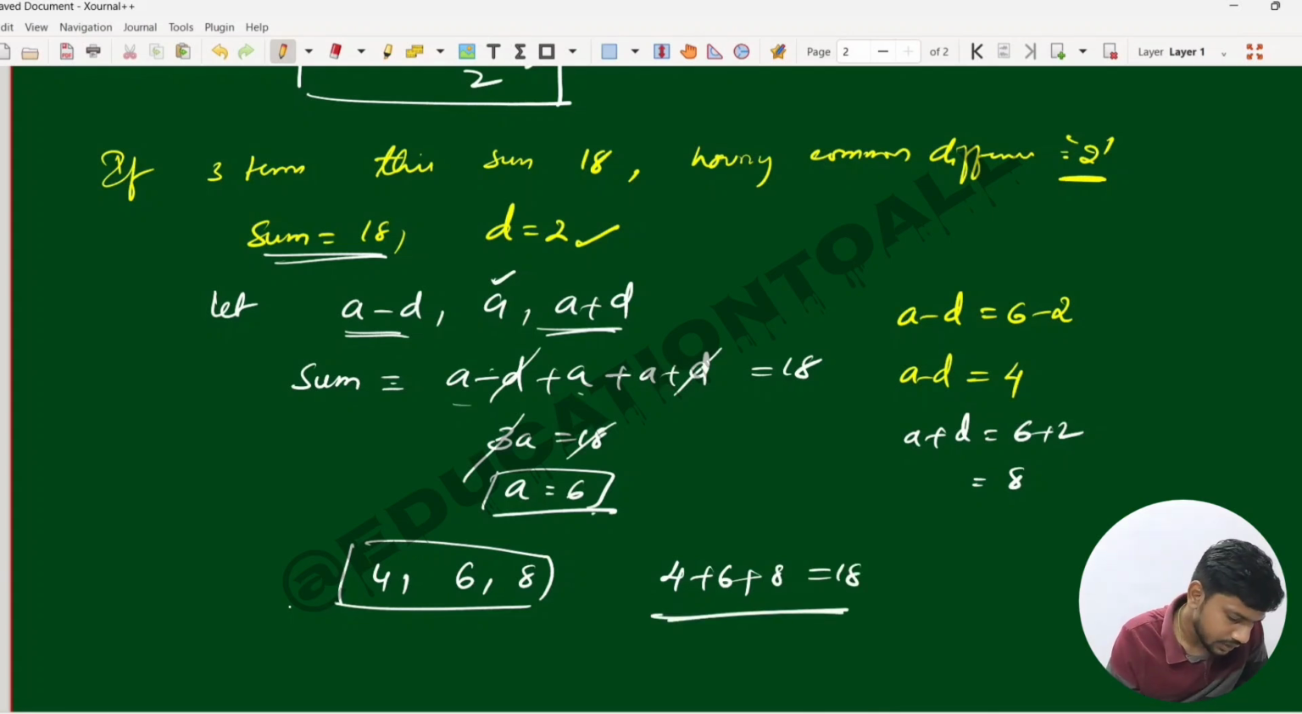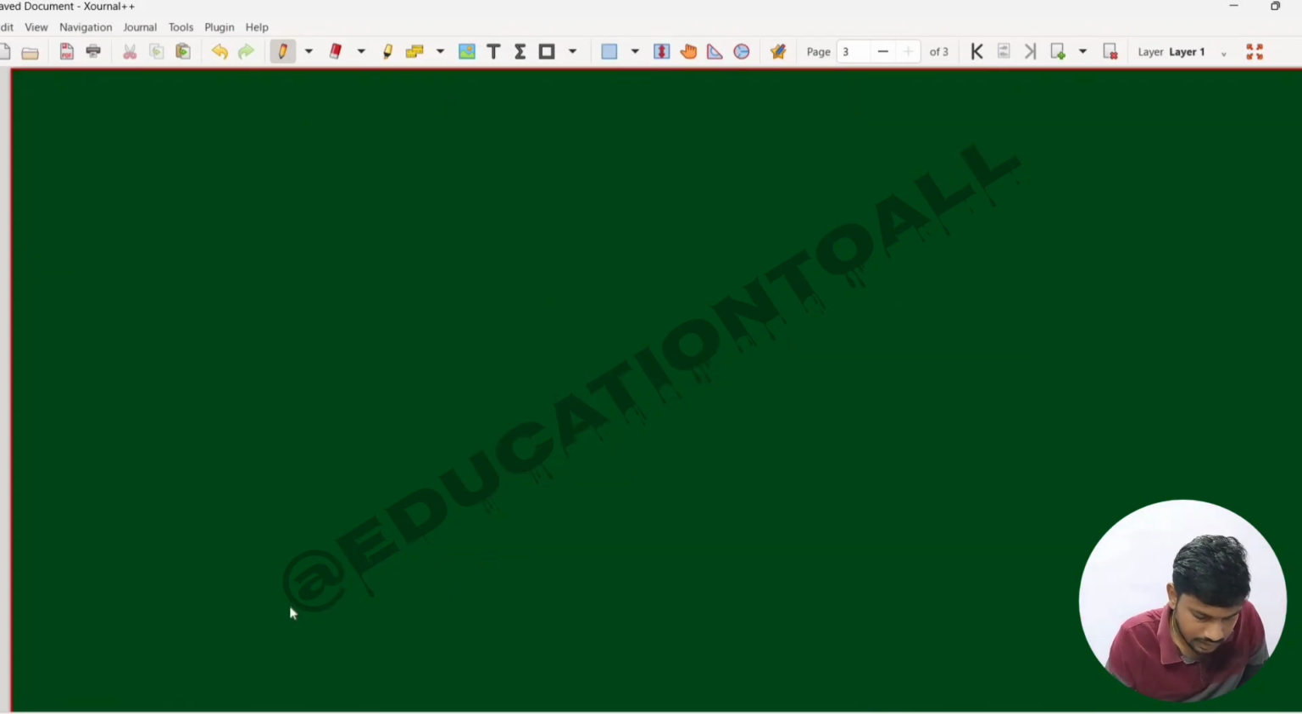So please make sure that it is very important. Surely you have to learn these types of things. Next concept: sum of n different terms.